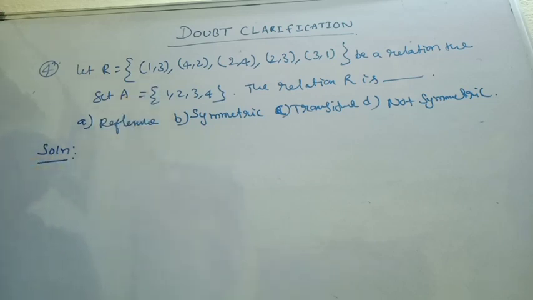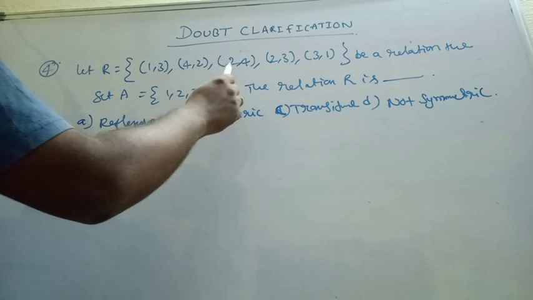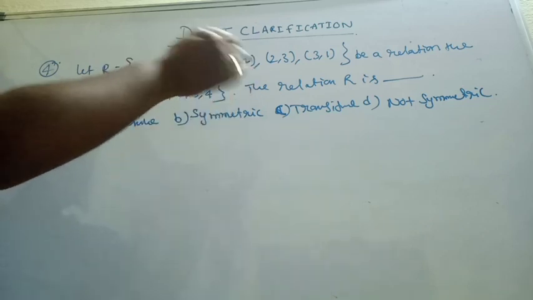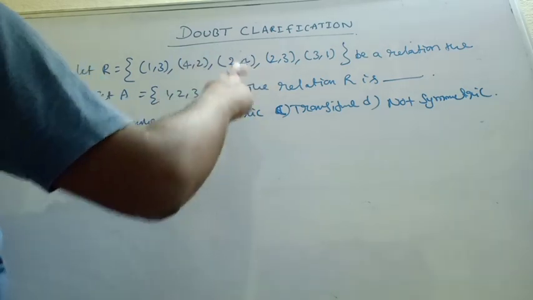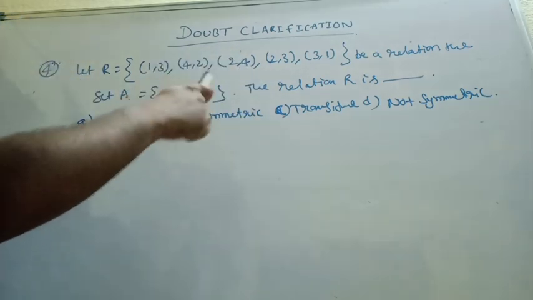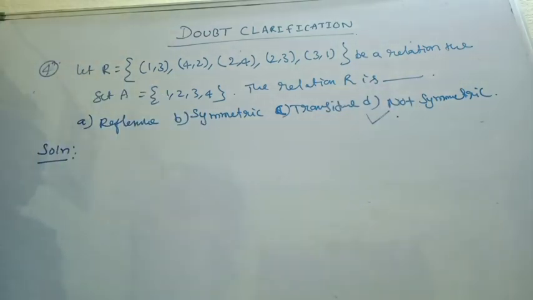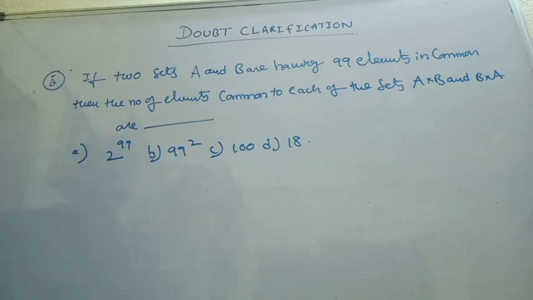Transitive. Let us see whether it is transitive. (2,4) and (4,2) are there, so (2,2) should be there. Therefore it is not transitive. Therefore the answer, not symmetric, is correct.